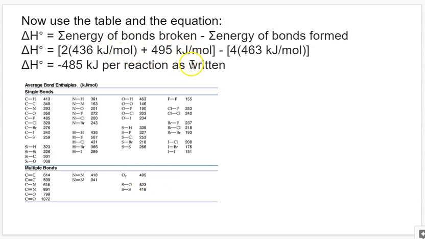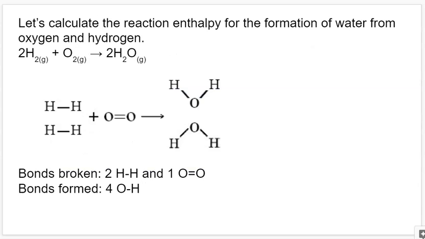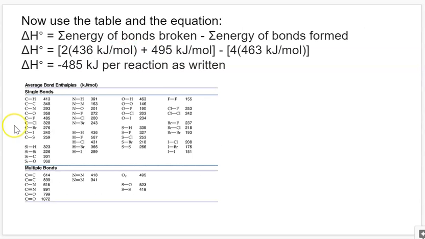So we're going to sum that up, and then we're going to subtract the bonds being formed. And the bonds being formed were just OH bonds, but there were 4 of them. And that's 463 kilojoules per mole. We multiply that by 4, and then we calculate all of this. We end up getting negative 485 kilojoules per reaction as written. And what I mean by that is if I have 2 moles of hydrogen plus 1 mole of oxygen combining to make 2 moles of H2O, this is the exact amount of energy for that process.